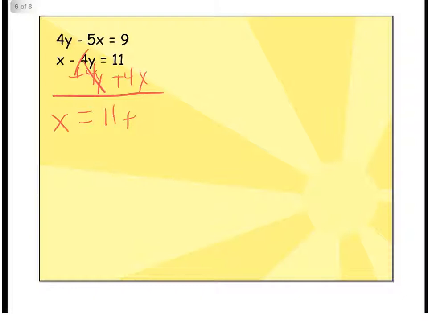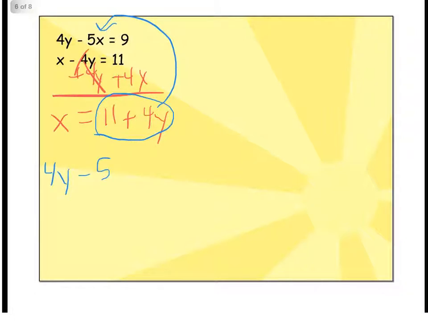So it should be 11 plus 4y, oops, that y kind of looks like an x. Okay, and now that's what x is equal to, so I'm going to take everything x is equal to, stick it in for my x up there. Now I'm going to rewrite that top equation. So I have 4y minus 5. That 5's in front of the x, so I need to put everything x is equal to in parentheses. So 11 plus 4y is equal to 9.